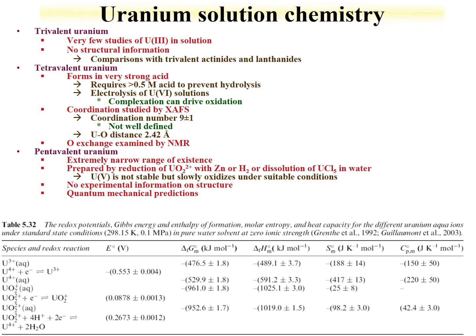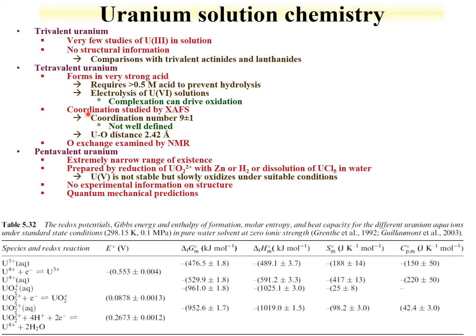An overview of uranium solution chemistry as a function of oxidation state is provided here. Uranium-3, as we showed with the EH diagram, is not stable in aqueous solutions, and there are very few studies of uranium-3 in solution due to this lack of stability. There's no direct structural information on uranium-3. However, comparisons with trivalent actinides and lanthanides can be used to lend information on the expected structure of uranium-3 compounds.